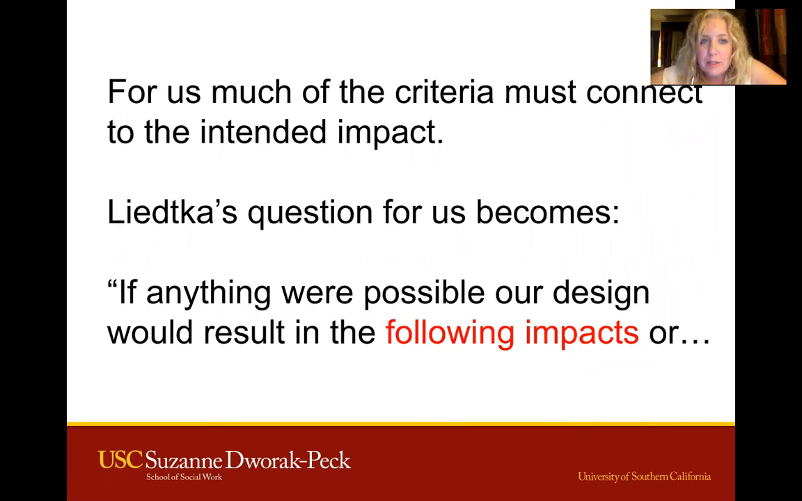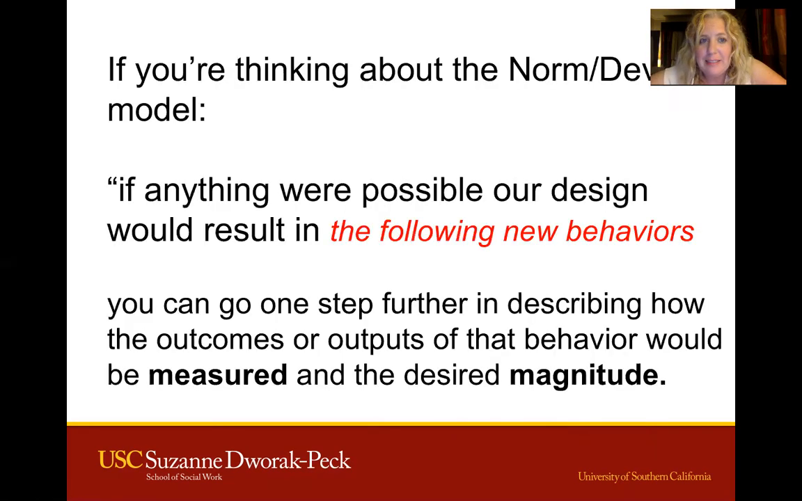Because we're design thinkers and because we're social workers, for us, the design criteria really must connect to the intended impact. And so we might really try to frame it as the desired outcomes that we're seeking. So if we think about that in Leitka's framework, ultimately we can shift our question to say, if anything were possible for our design, it would result in the following impacts. Or if we go further to USC's method of social innovation, if you're thinking about the norm deviant model, if anything were possible, our design would result in the following behaviors. So this is really important.